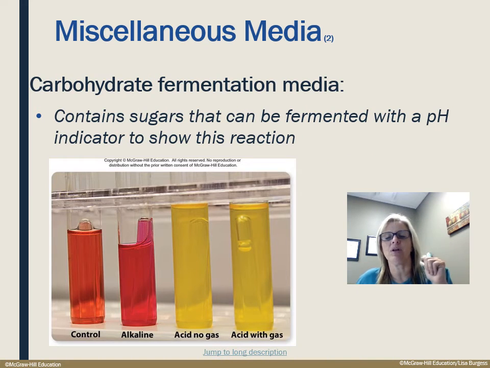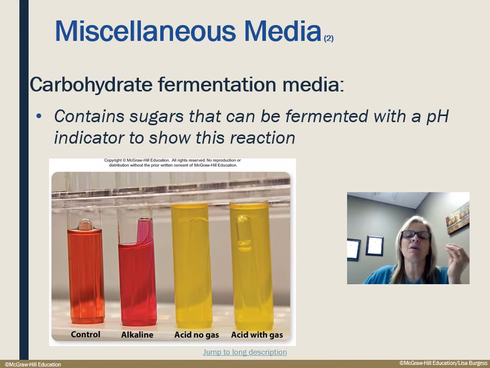This is a good example that we actually use in the lab. I'm trying to remember if it's in the virtual lab. I can't remember, but this type of media has different sugars in it that can be fermented, which means they can be converted to acid. And so this includes a pH indicator to show the reaction that occurs. So the medium is designed to show fermentation, which is acid production, and gas formation.